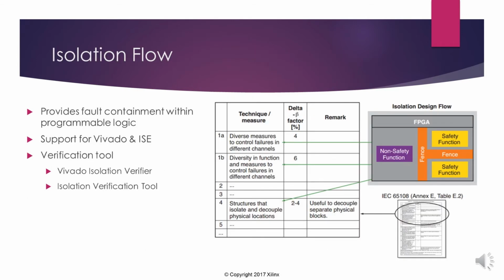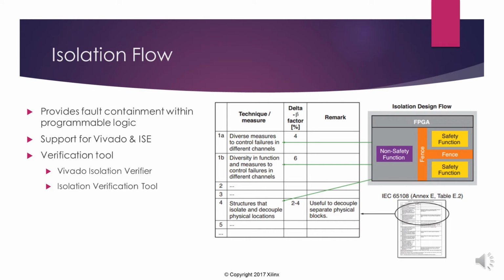So let's take a look at the isolation flow now. You can see that there's an example here where it's created two safety functions. It's put a logic fence around those to keep them isolated, not only from each other but from the non-safety function on there, and that meets the IEC standard. If you look in the table, it says structures that isolate and decouple physical locations. So they're isolated there and they're decoupled from each other.